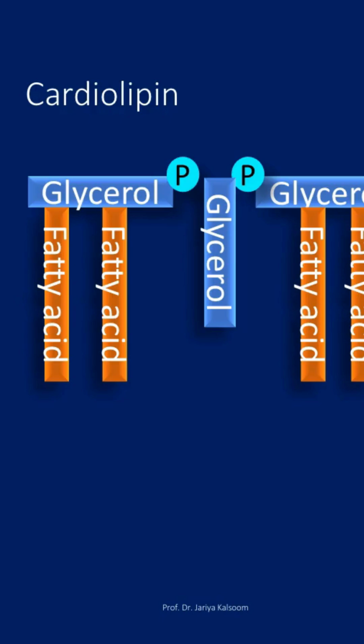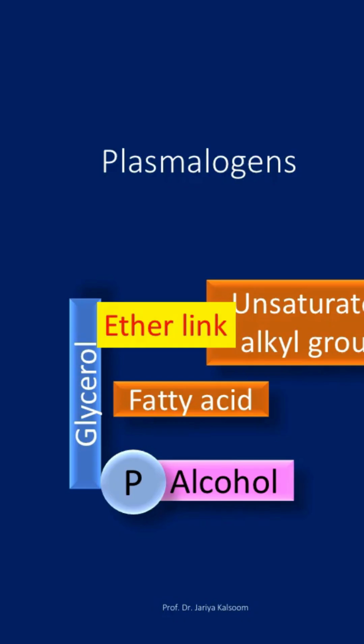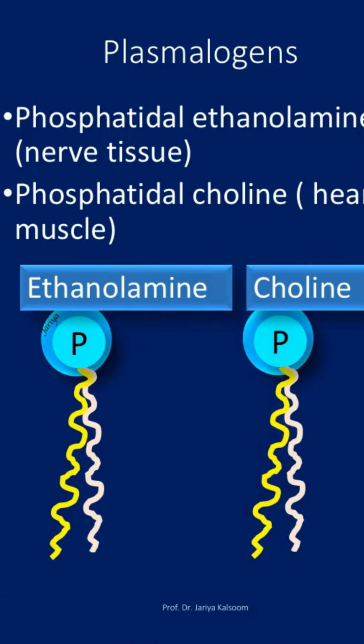These are special glycerophospholipids because they contain an alkyl group attached by an ether linkage at the C1 position. Phosphatidylethanolamine plasmalogens are present in nerve tissue, and phosphatidylcholine plasmalogens are present in the cardiac muscle tissue, because they have the ether linkage.